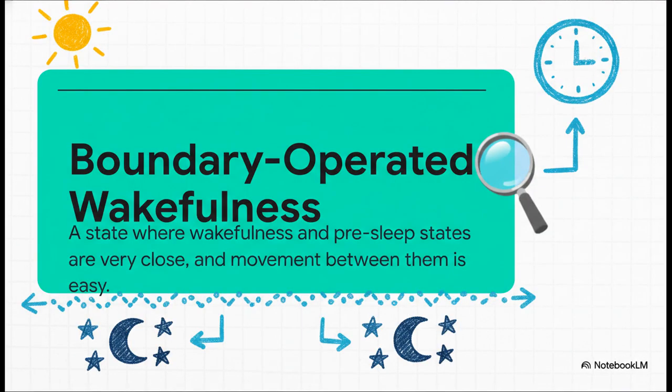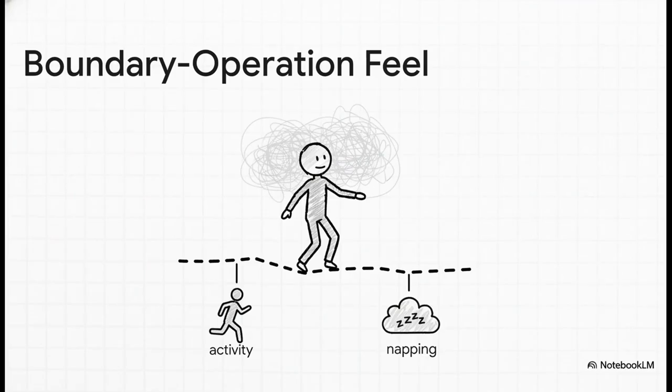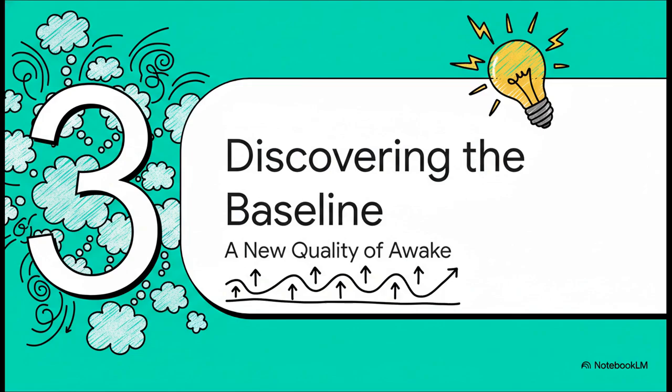Okay, next we've got a much more subtle state, boundary-operated wakefulness. This is where you're totally functional, you're awake, but that feeling of pre-sleep is always right there. You're living on the edge of drowsiness, and it's really easy to slip back and forth. So what does this actually feel like? Well, you can still get things done, and taking a nap becomes a real, viable option. But, and this is the part we often just ignore, it can come with a subtle, persistent discomfort, like a faint instability or a mild negative vibe that you might not even notice because you're just so used to it.